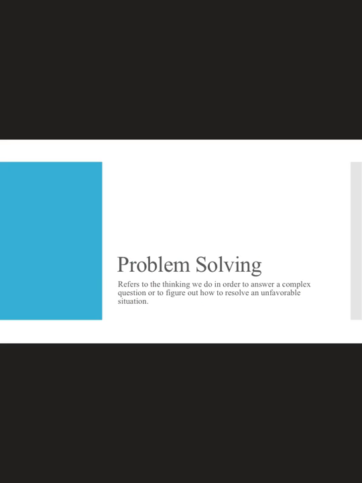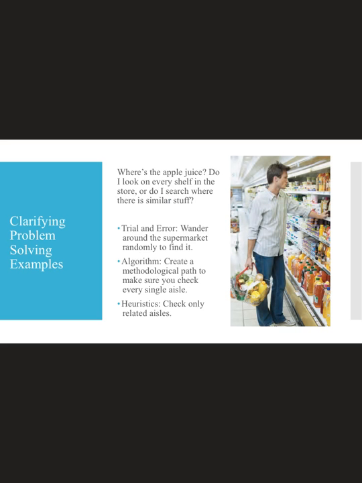So with that, in class, we're going to do a group FRQ problem solving activity. I'm just going to introduce a few ideas here, but we'll dig more deeply into them after we do the activity in class. There are three ways in which we can really solve problems. Problem solving refers to the thinking we do in order to answer a complex question or to figure out how to resolve an unfavorable situation. The first is trial and error, the second is an algorithm, and the third is heuristics. Those are going to be our three.